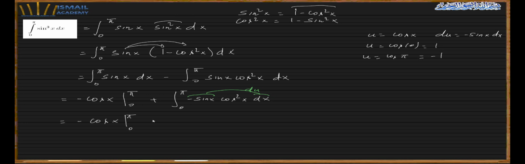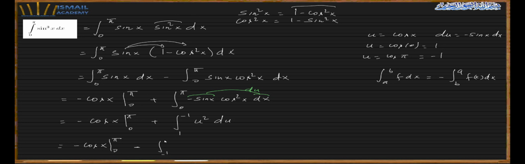So it's going to be the integral from 0 to pi here, and here I will switch the boundary, so it's going to be from minus 1 to 1, and here will be u squared du. I'm going to use this property: the integral from a to b of f dx is the same thing as minus the integral from b to a of f dx. So this will become minus cosine of x from 0 to pi, minus the integral from minus 1 to 1 of u squared du. So now I just need to integrate this and evaluate.